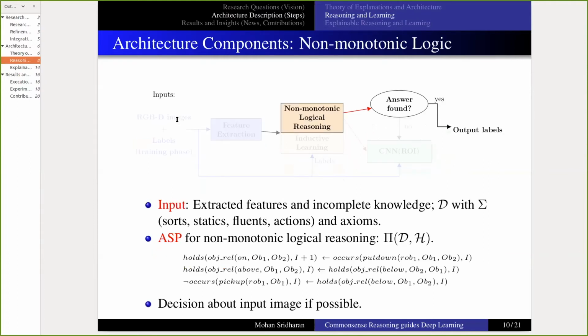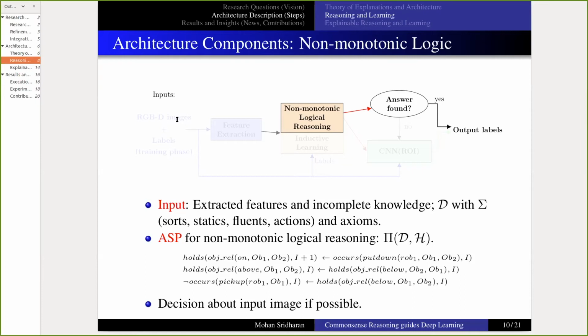But instead, we say we do not want to go directly back to this deep learning system. Instead, we take these extracted features, and I have some incomplete knowledge about the domain. From standard logic terms, I would have some basic sorts, statics, fluents, actions, and some axioms. In this case, we use answer set prolog. If I had some prior knowledge, for instance that if I put an object down then object A is on object B, or that if one object is above another then the second object is below this one, basic rules of the domain or basic rules of physics, can I encode some of these and ask and answer some questions about object stability and occlusion?